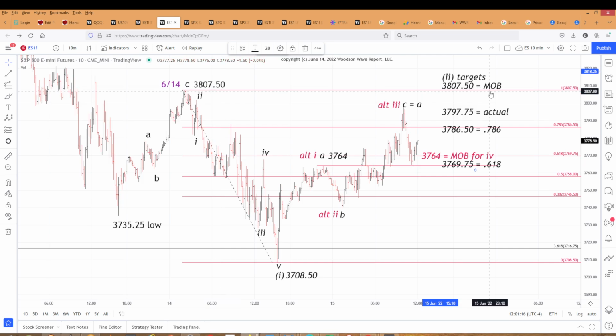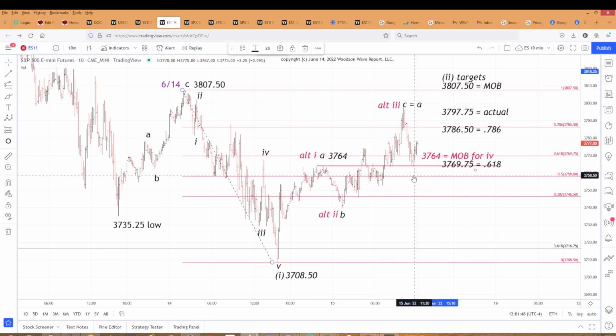The real key is 3764. That's this high here. As it stands now in black, it's a three-wave pattern, a corrective upward pattern. And if it breaks below this, and it hit right on it earlier this morning, then that looks complete, and we're going to look for the next wave down, okay? If not, then this alternate comes in where that's a 1, that's a 2, that's a 3, and again, 3764 is the make or break for 4.